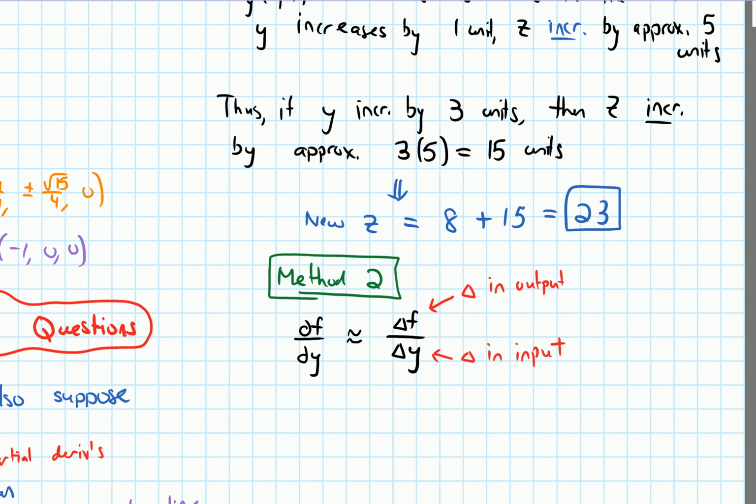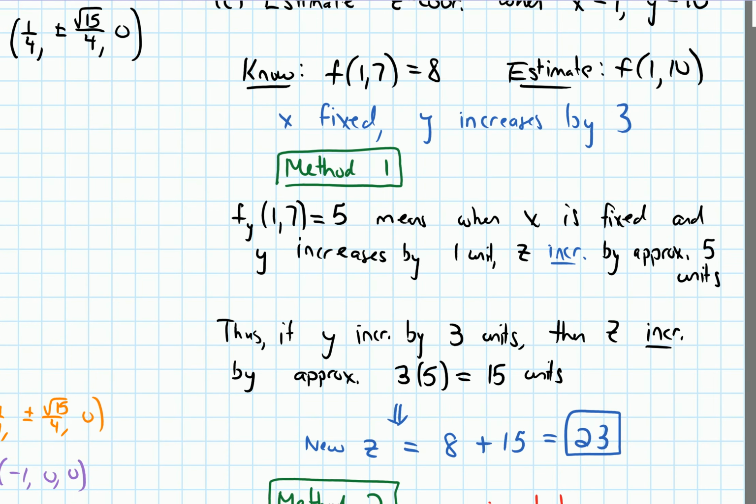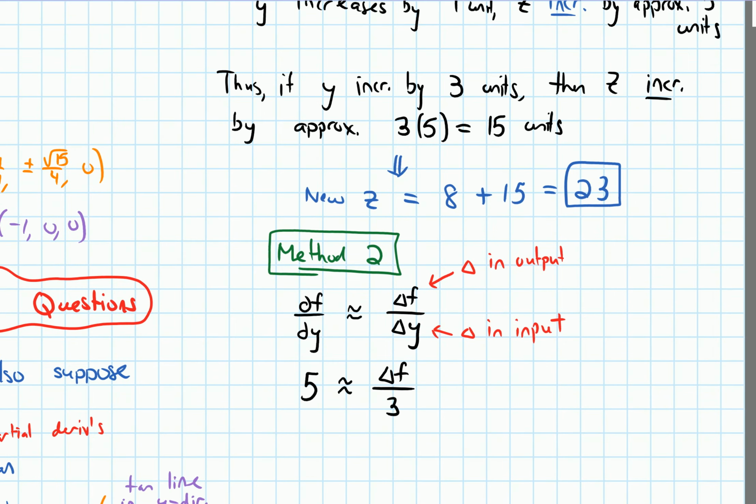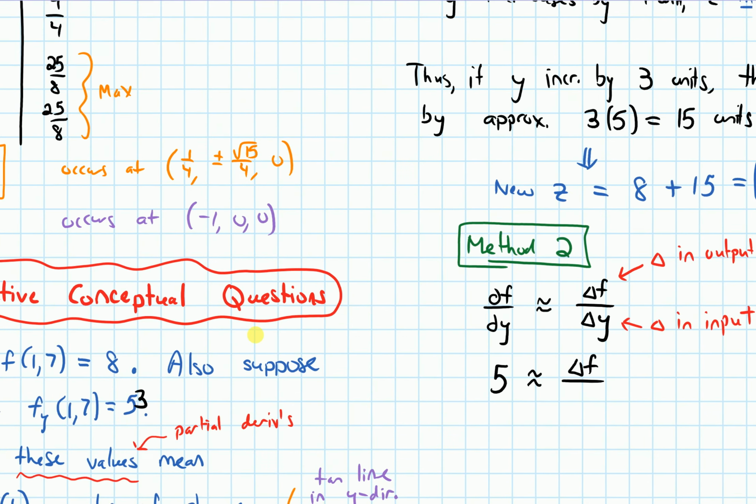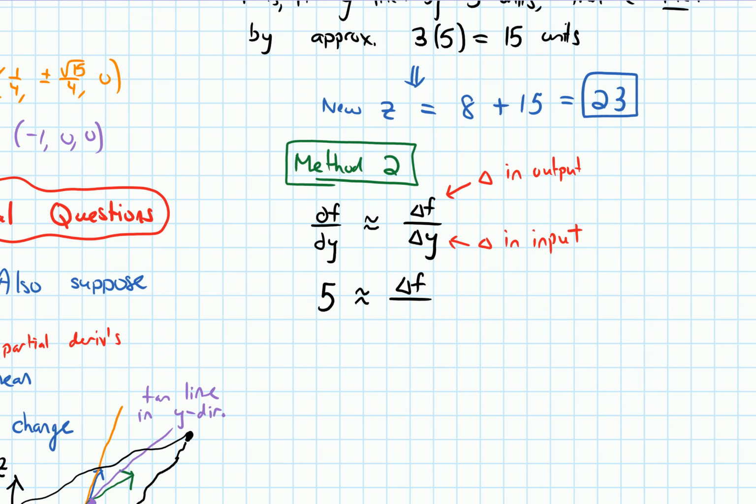And now let's plug in everything that I know. I know the partial with respect to y is 5. That's going to be approximately equal to the change in f over, I know how much y is changing, because if I look at our points here, the y value is going up by 3. So the change in y is 3. And if I rearrange, whoa, it totally got shifted there. Okay, so the denominator should be 3. And if I isolate, delta f is approximately equal to 5 times 3, which is 15. And that's the same thing that we got above. We said our z value was increasing by approximately 15 units.